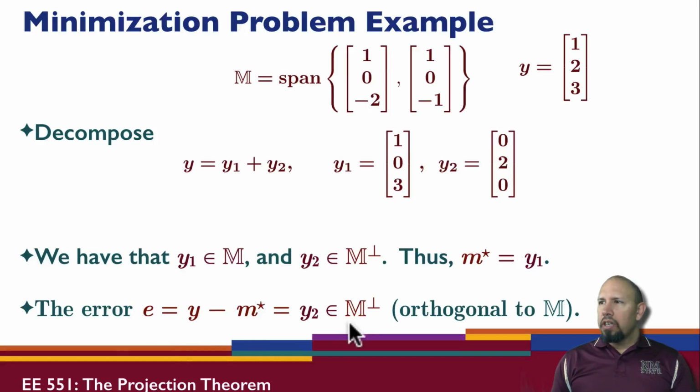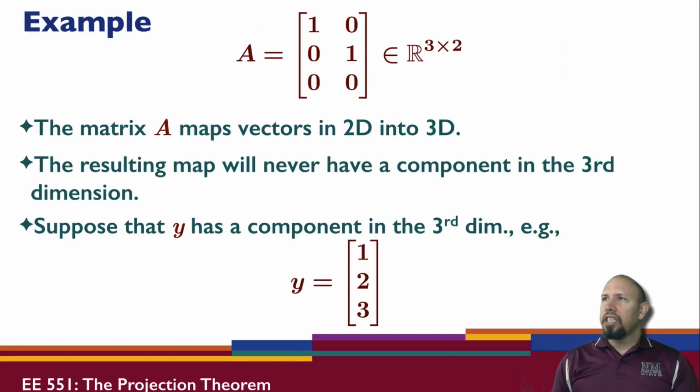The error, which is y minus M star, is y2. And we see that it's orthogonal to M, which is what we had proved earlier, and now we can actually see it here. So this is an example. Let's move on to a little different example.